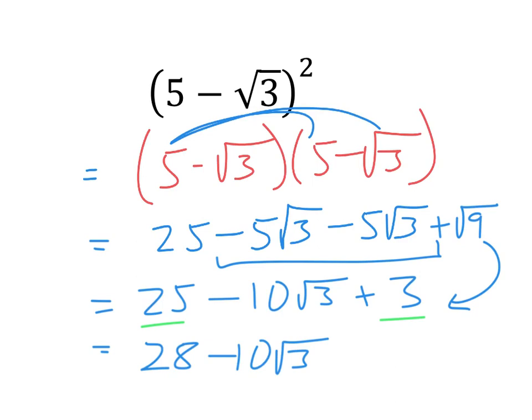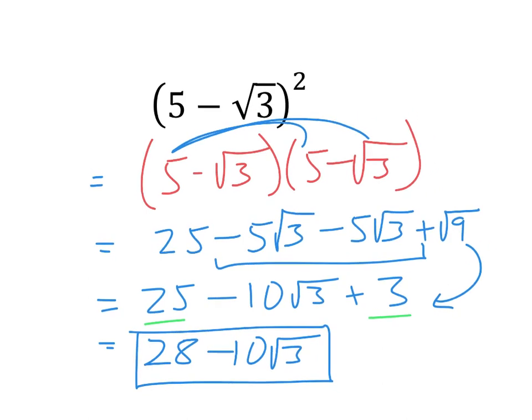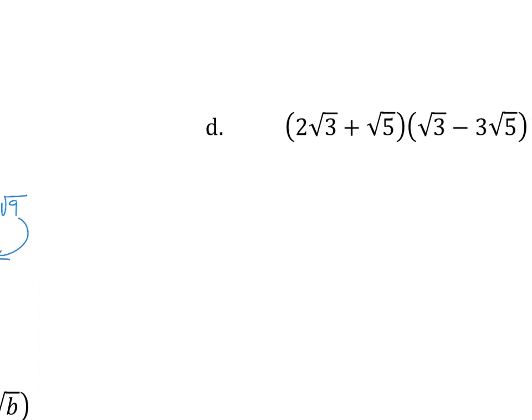Can we combine the 28 minus 10? Nope. Don't do it. This is a square root of 3. This one does not. All right? There you have it. 28 minus 10 square root of 3. Leave it like that. That is simplified. Okay?